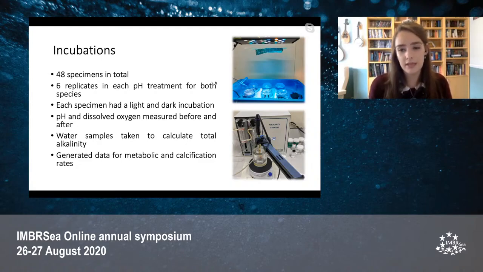So total alkalinity is the ability of the water to neutralize acids, i.e. the buffering capacity of water, which I mentioned earlier is not affected by photosynthesis or respiration, but does change according to calcification. So you calculate total alkalinity by taking the collected samples and performing an acid titration. And the data from this titration is put into the R package seacarb, which gives a value, and then the change in total alkalinity over the incubation can be used to calculate the calcification rate.